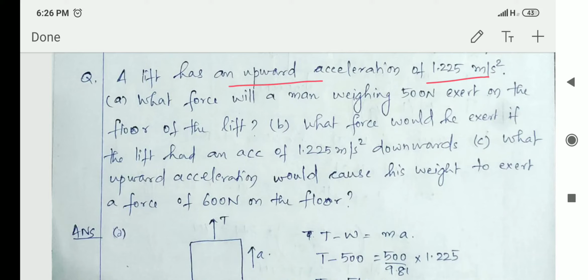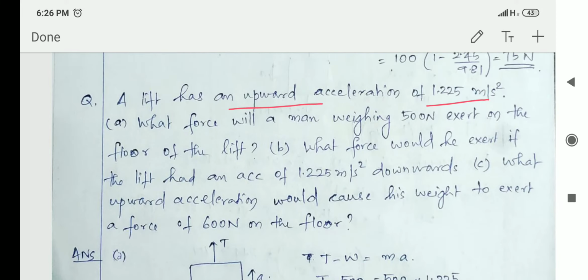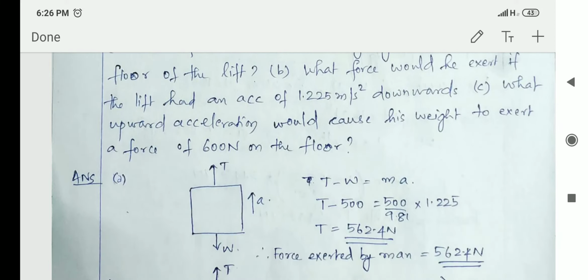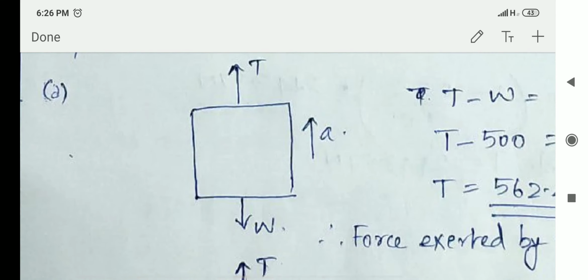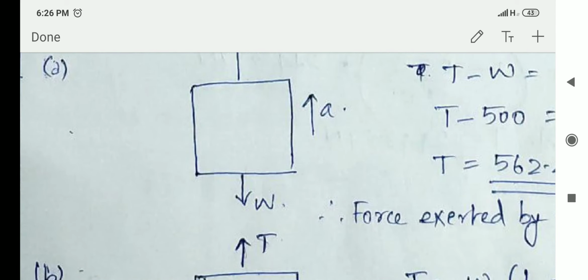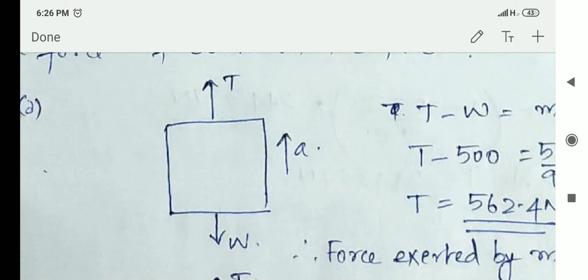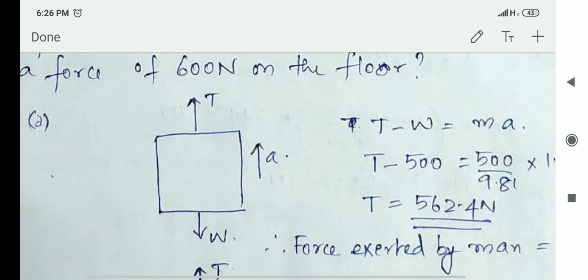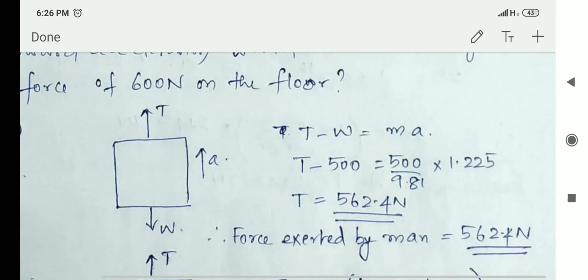So the first question is, what force will a man weighing 500 Newton exert on the floor of the lift? The weight of the person on the floor in this case will be the same as the tension in the rope, correct? So we'll draw the free body diagram. Here, tension is moving upwards, weight is moving downwards, and acceleration is upwards. Applying D'Alembert's principle as mentioned above, T minus W equals M into A.